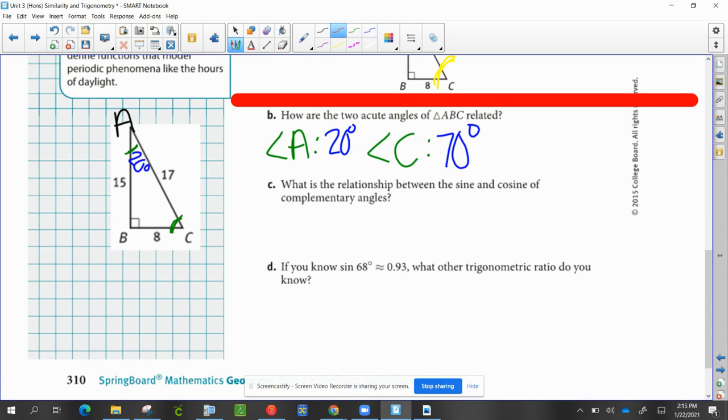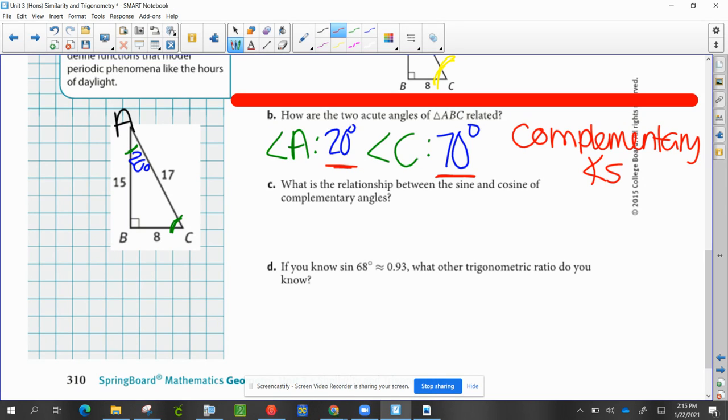So how are these related? Well, 20 and 70, what kind of angles are those if they add to 90 degrees? If you remember, they are complementary angles. So this will always be true in a right triangle. The other two acute angles will always be complementary, meaning whatever they are, they should sum to 90 degrees. That's going to be true always for your two other acute angles.